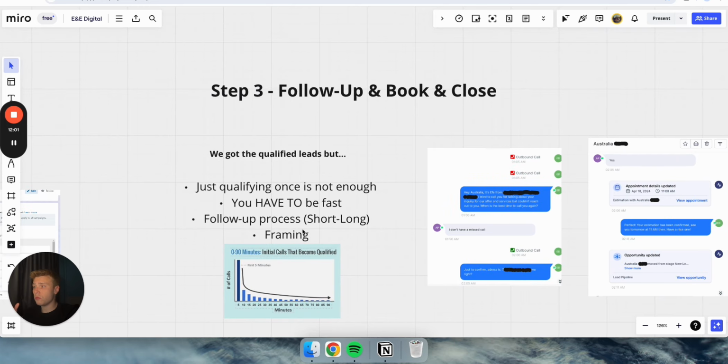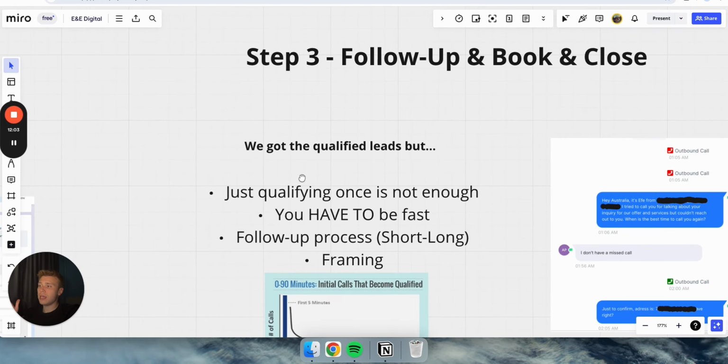So what we need to do, okay, we get qualified leads, but just qualifying them once, with a form or survey, is not enough. Why? Because at the end of the day, yeah, okay, they're looking for our service. They filled out the form. They look like a good fit for us. But until we make the initial call, we cannot be 100% sure about it, right? So we need to qualify them in the initial call we make with them.